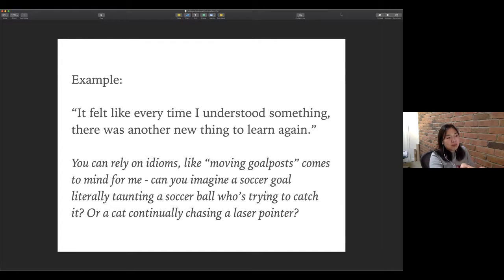Another way you could think about this is, I don't know, cats. It's an example that came to mind for me because I have cats. Cats are always chasing laser pointers, but they never catch it, right? Because you can't catch light. So that might be another thing to look at.